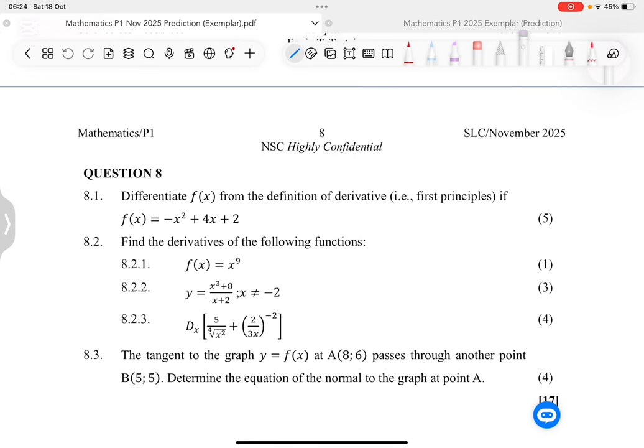Question 8 of the Maths Paper 1 will be based on differential calculus. Calculus is a broad topic that consists of two parts. Part 1, differential calculus, normally called differentiation, and Part 2, integral calculus, commonly known as integration.